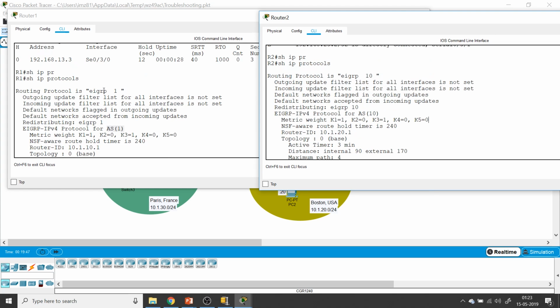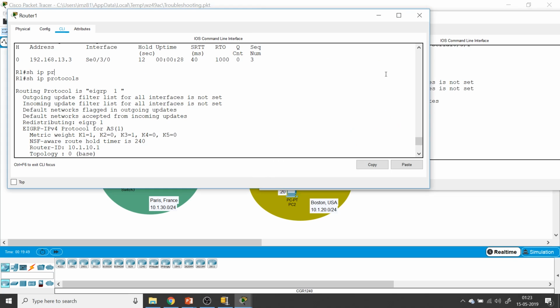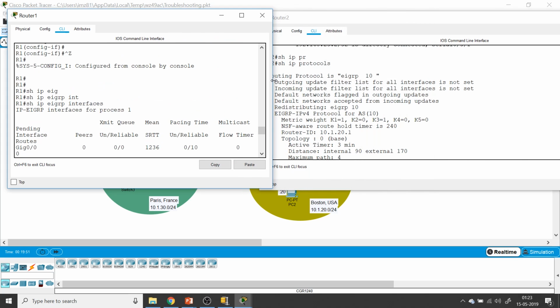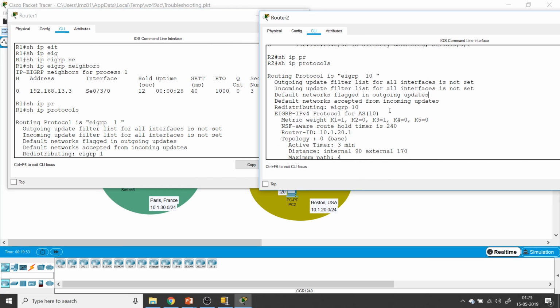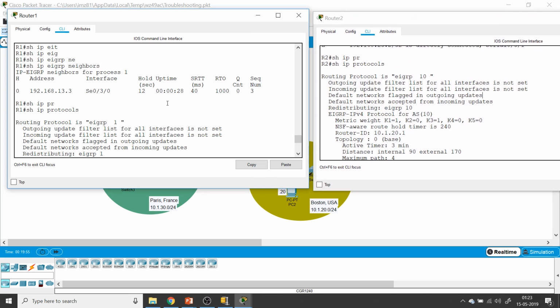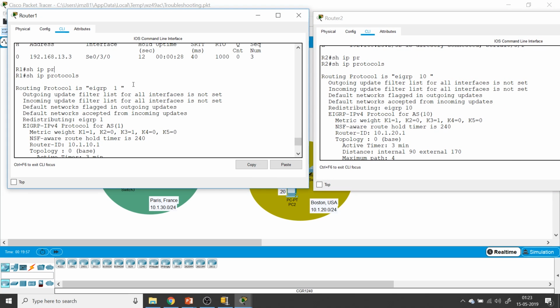Okay, see. So this is EIGRP 1. This can go back here, and this can go here. This is EIGRP 1, this is EIGRP 10. This is working in AS10, and this is AS1. So like we know, the AS should match for them to form neighbors. So that is the reason why they're not forming neighbors.